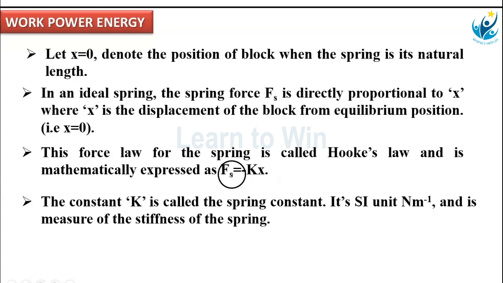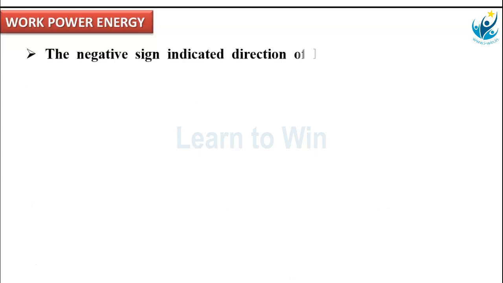Fs is force. In the SI system, force is measured in Newton, divided by x, displacement in meter. The SI unit of spring constant is Newton per meter. It measures the stiffness of the spring. That's why k is also called the stiffness constant. Now, the negative sign indicates Fs is always opposite to change in length, opposite to displacement.